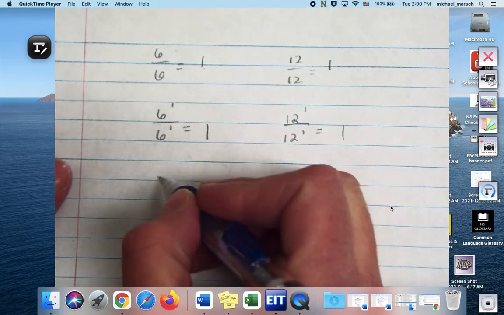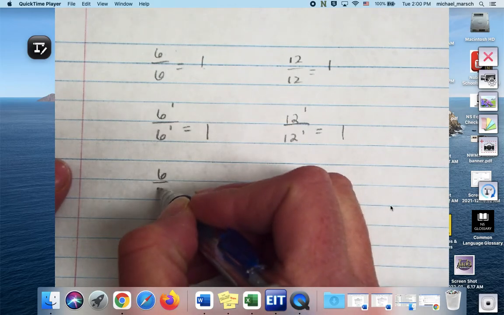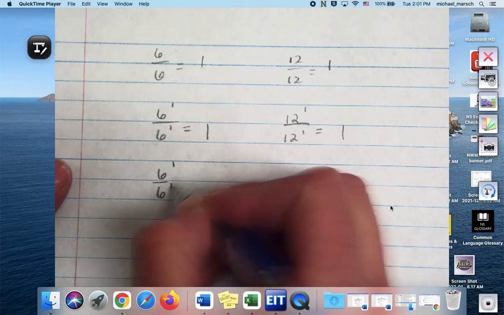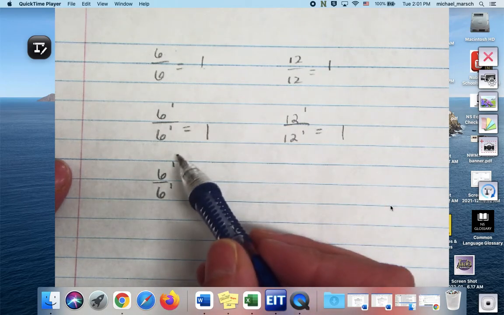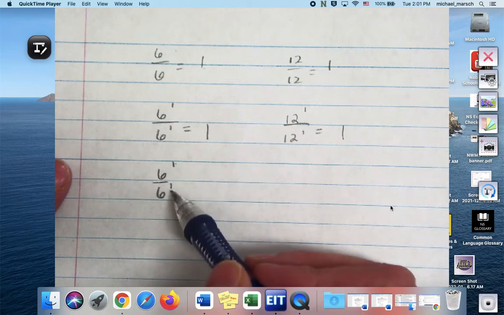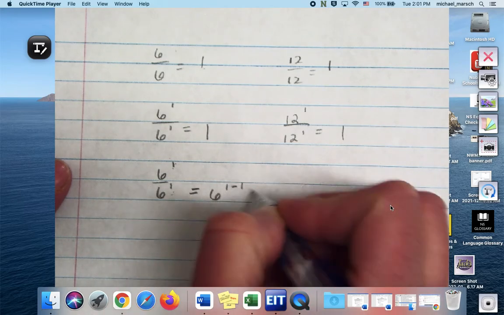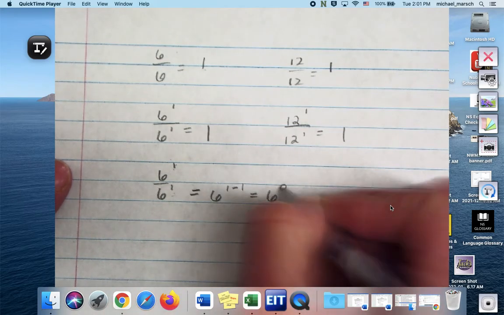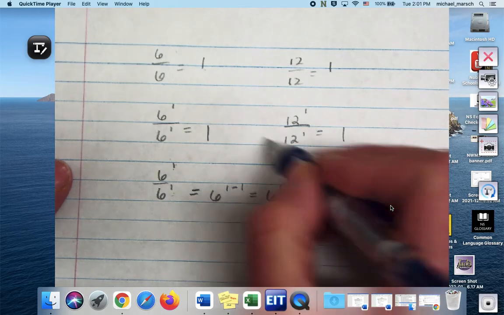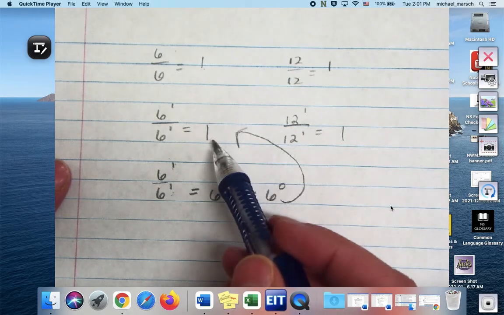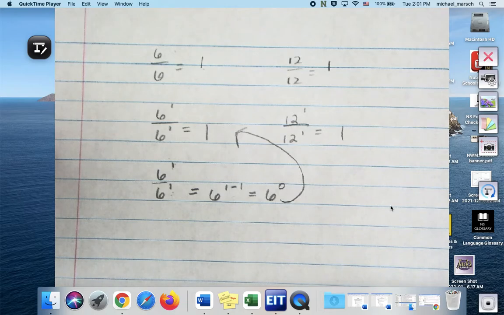Okay. So we just talked about when we are doing the quotient rule, what do we do to the exponents? I subtract them. So if I subtract 1 minus 1, what do I get? 0. What? Anything to the 0 power equals 1.